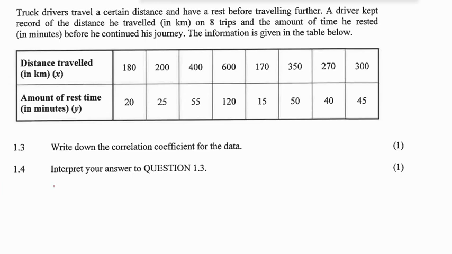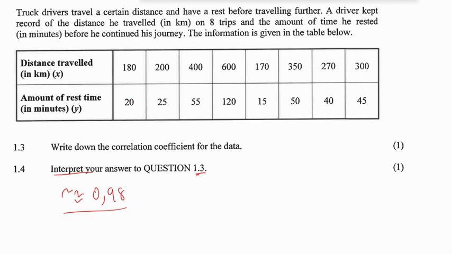Right, let's do 1.4. 1.4 is supposed to interpret the answer we got in 1.3. Right. In 1.3, we found that our correlation coefficient is approximately 0.98. So what is the meaning of this? The correlation coefficient measures the strength of linear association.